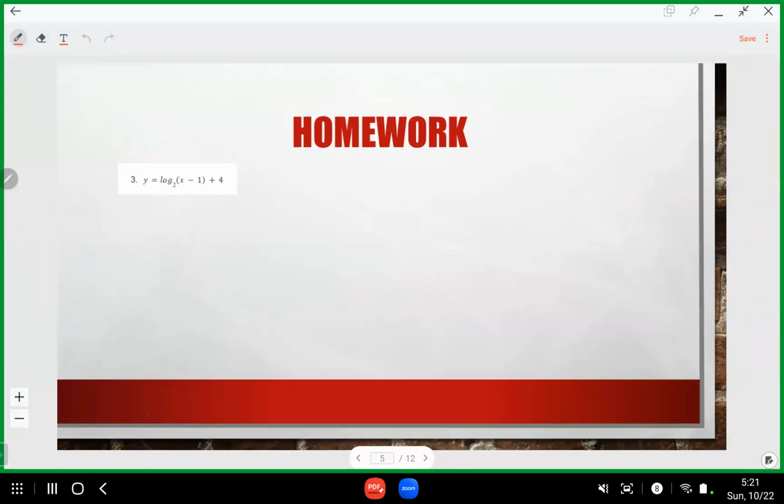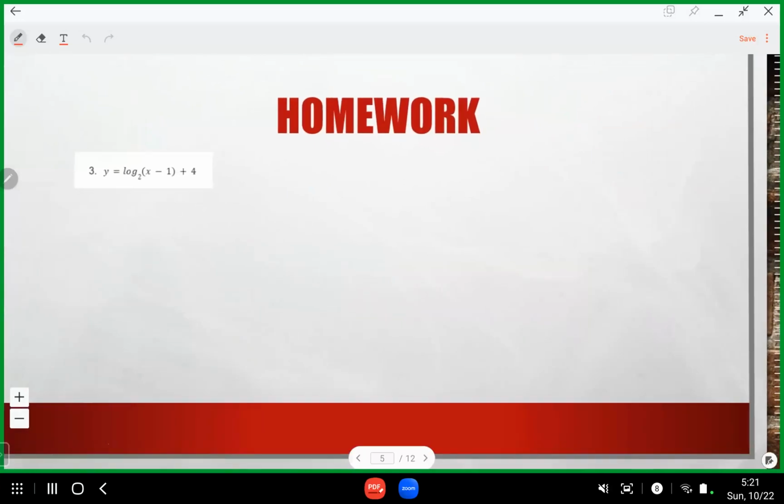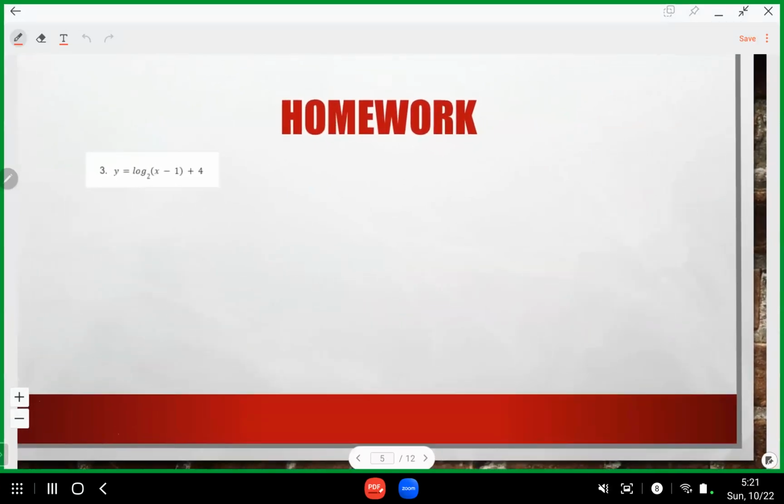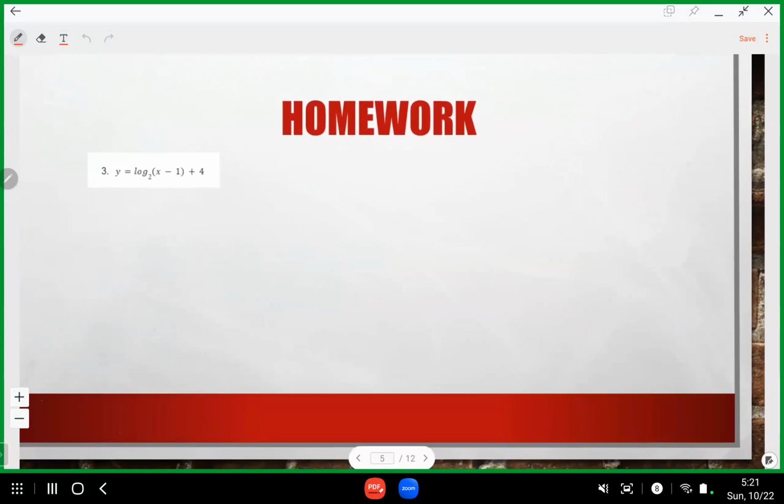So now let's go on to some homework here. Number 3, y is equal to log base 2 of x minus 1 plus 4. So yeah, I'll give you a couple moments to do this.